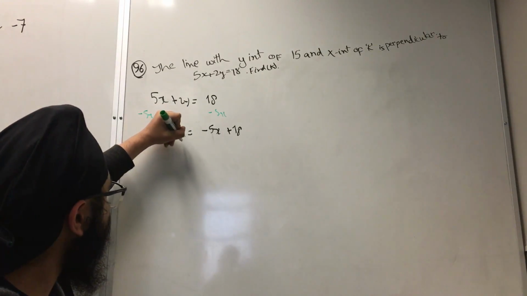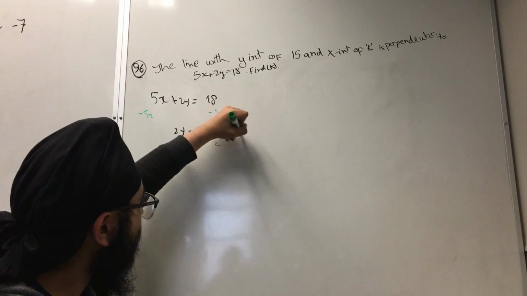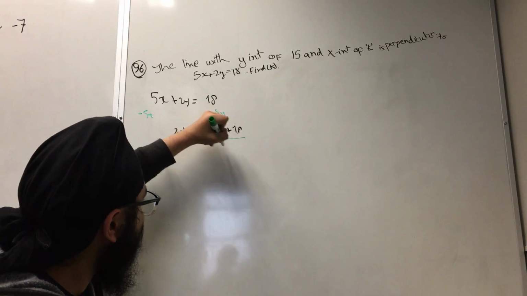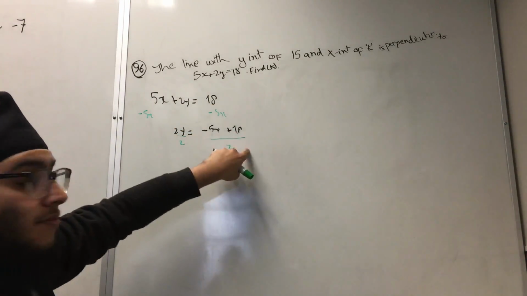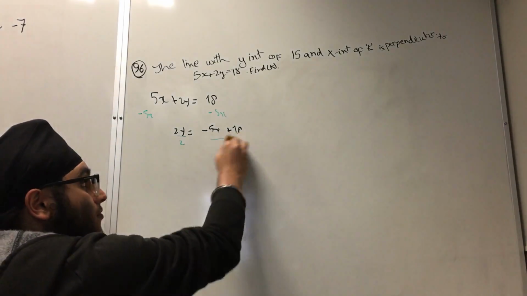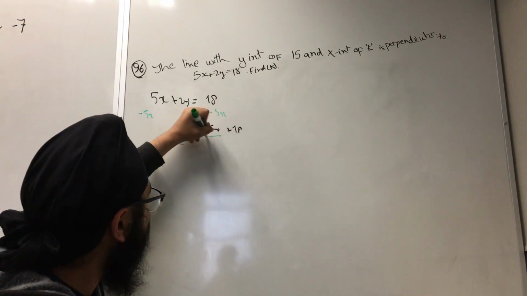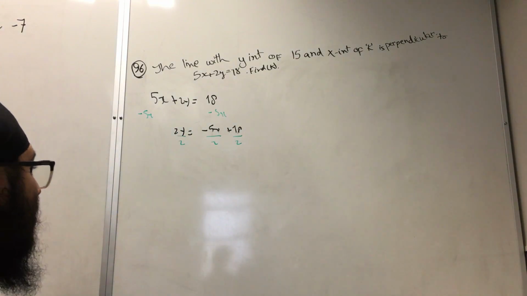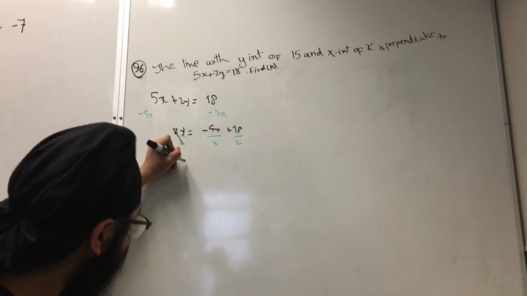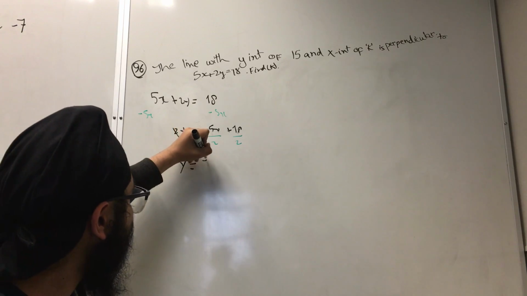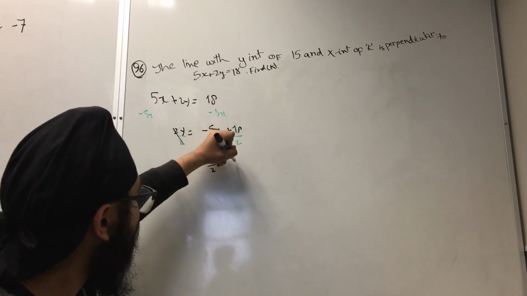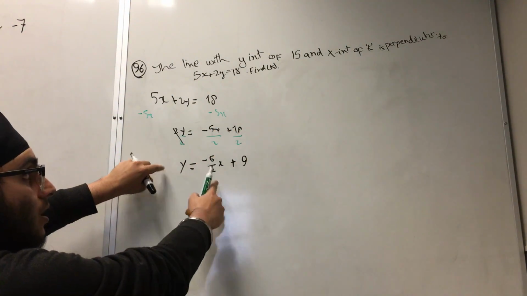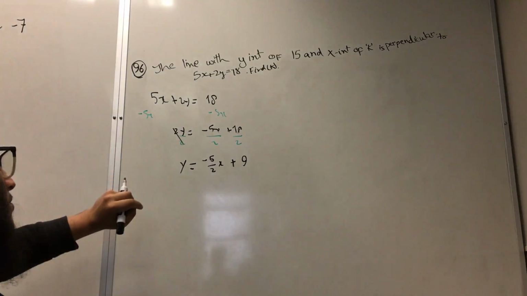We divide this side by 2 and this side by 2. Since they both have a common denominator, we can split up the fraction and say negative 5x over 2 plus 18 over 2. They mean the same thing because they have the same denominator. So you're going to have y equals negative 5 over 2 x plus 18 divided by 2, which is 9. Now we have an equation in y equals mx plus b format, so it's much easier to work with.